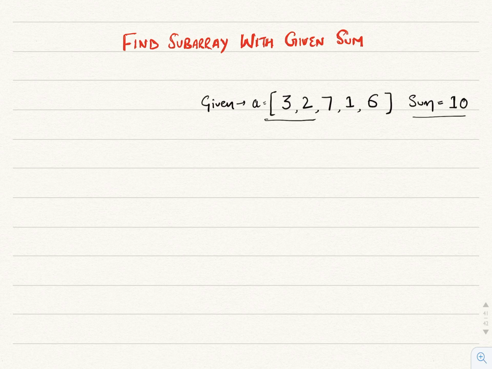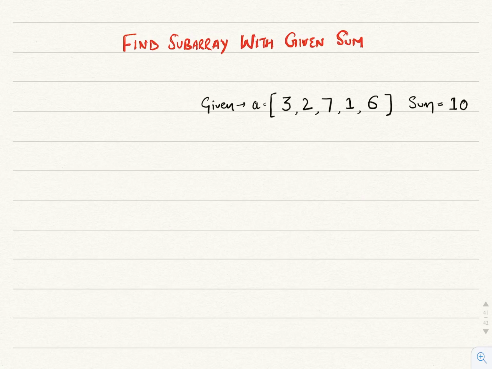So the subarray with the given sum 10 here is this one. The subarray with elements 2, 7 and 1. So let's see how to find this subarray. The solution I'll discuss here will be linear and will handle negative numbers as well.